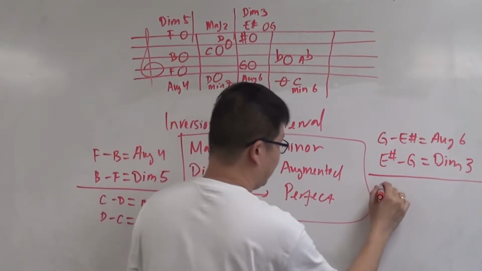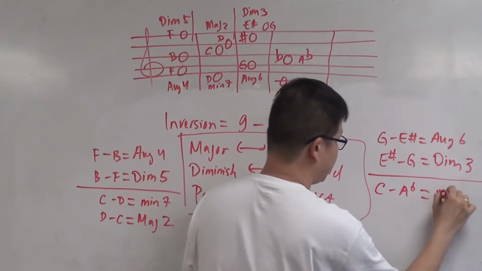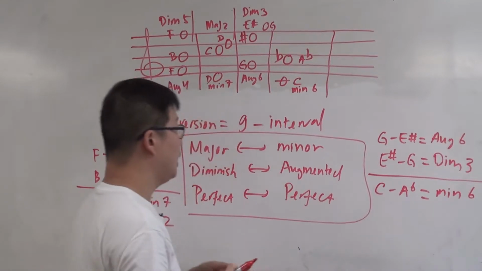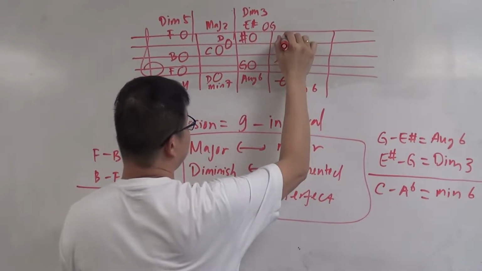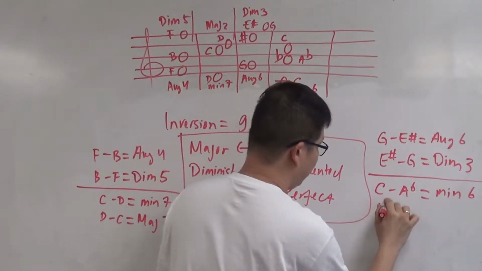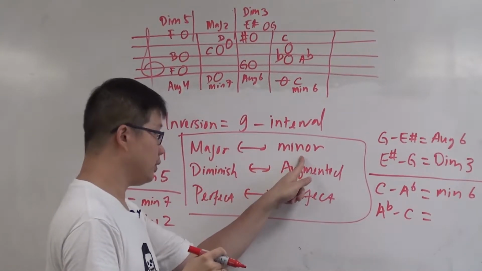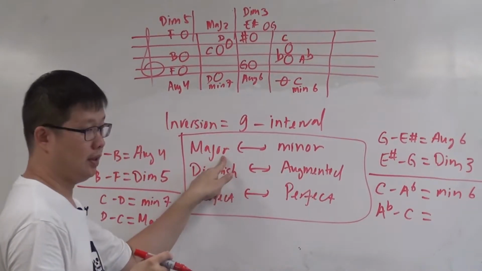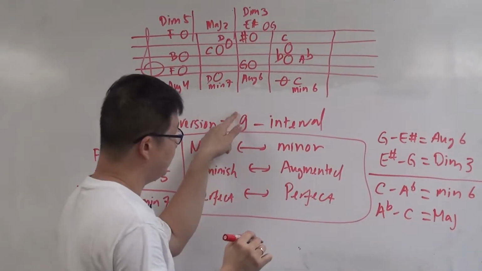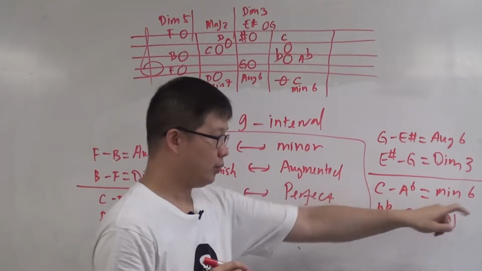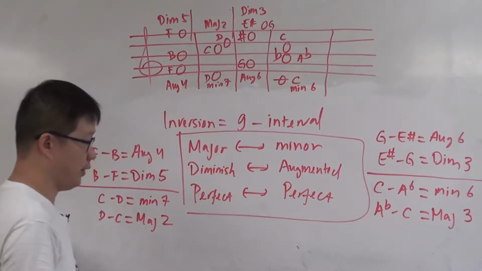C to A flat. C to A flat, the interval is minor 6. However, if we invert, let's say we put the C at the top. This is C. So A flat to C, the interval is, you go back to the rules, minor becomes major. 9 minus 6 is 3. So the answer is A flat to C is a major third.